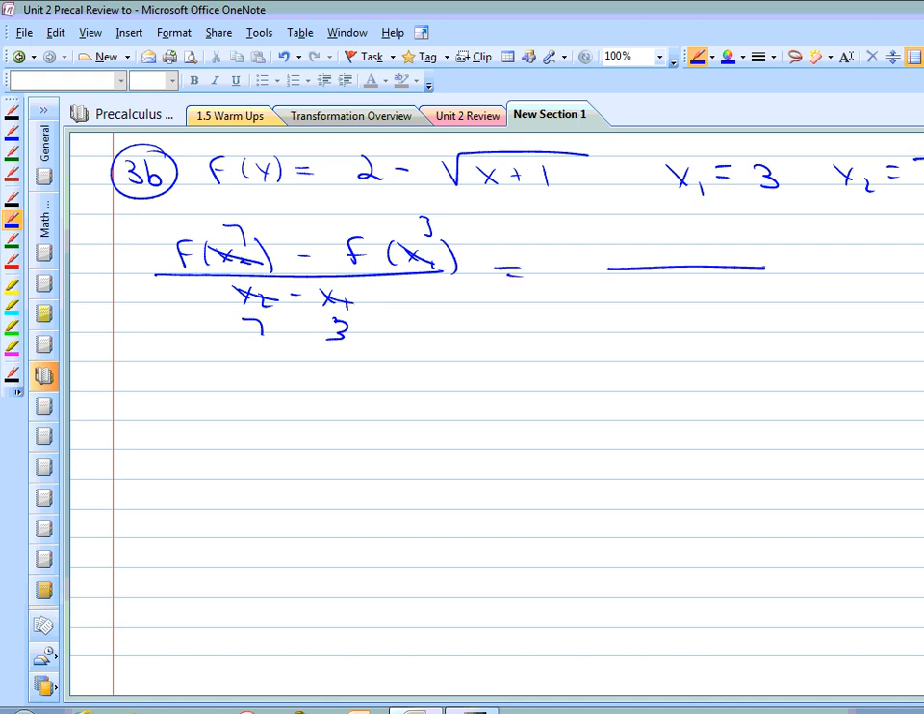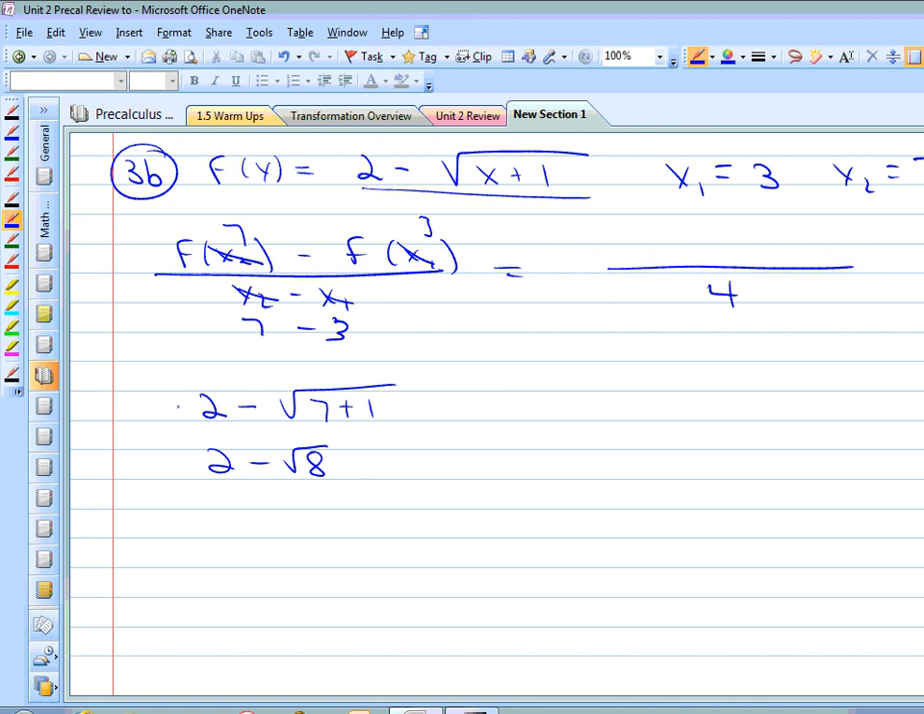Now I'm going to do the easy part first. 7 minus 3 is 4. That's what I get in the denominator. So that makes it, I got that part right. Let's keep going. The top is a little tricky. So I'm going to plug in a 7 into this equation. So I have 2 minus the square root of 7 plus 1. I have 2 minus the square root of 8.